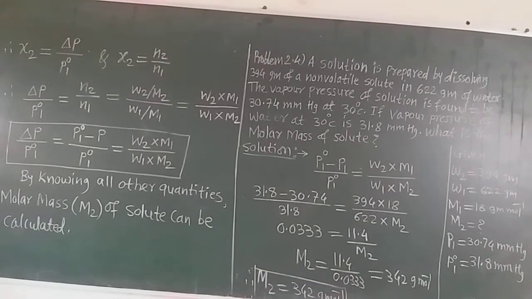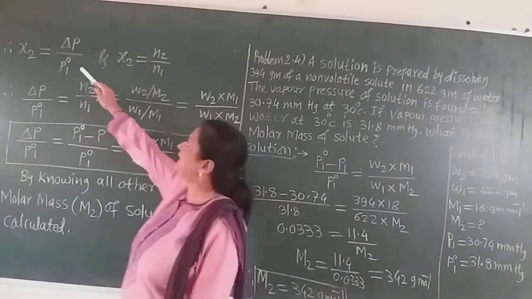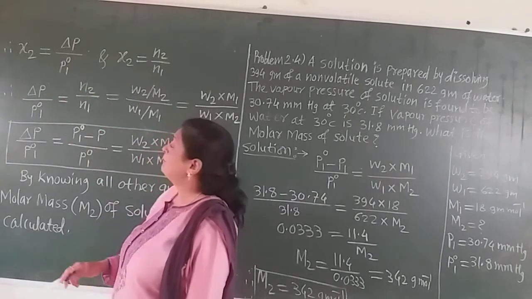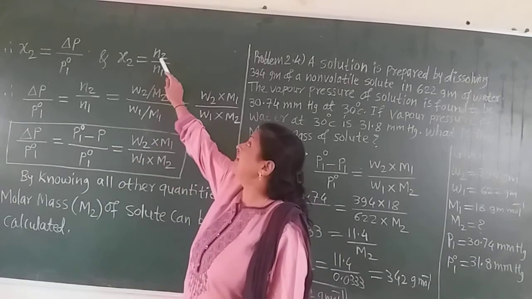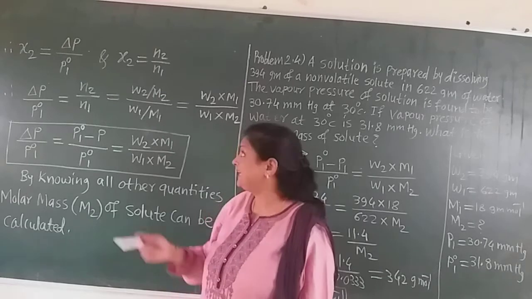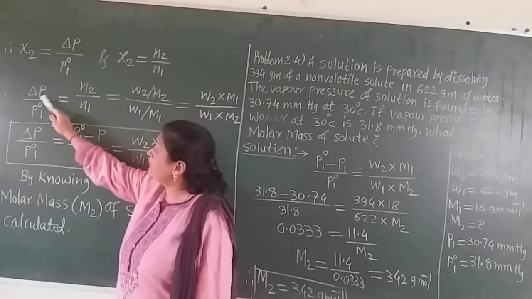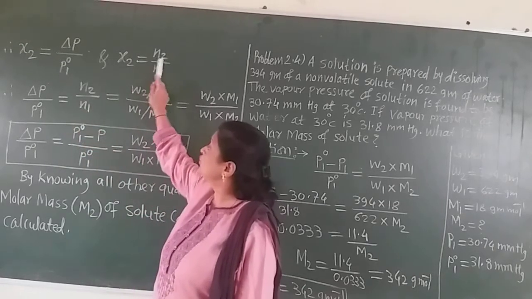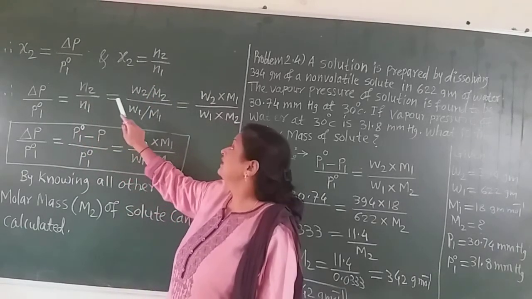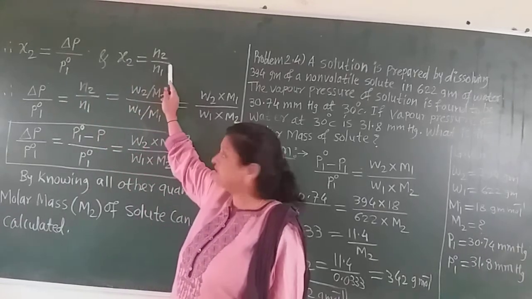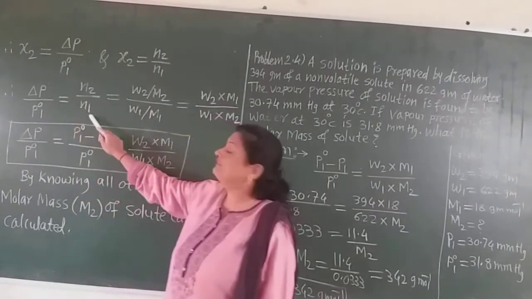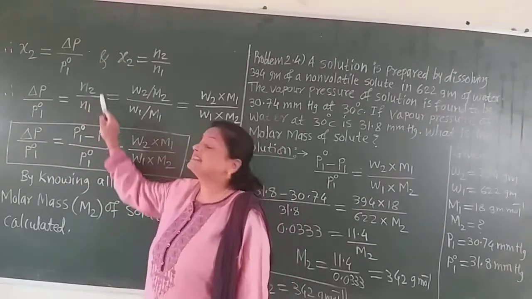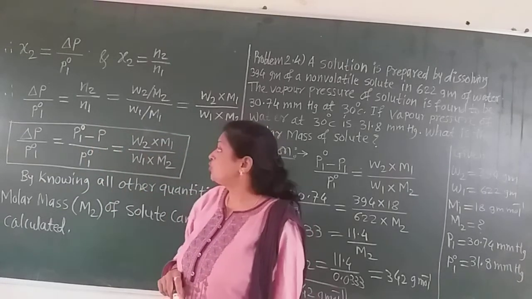We know that X2, that is the mole fraction of the solute, is equal to delta P divided by P01. But X2 is equal to N2 divided by N1. Now substitute the values, and we obtain delta P divided by P01 is equal to N2 divided by N1, because X2 is equal to both of these, so these two quantities are equal. That is the mole fraction of the solute.